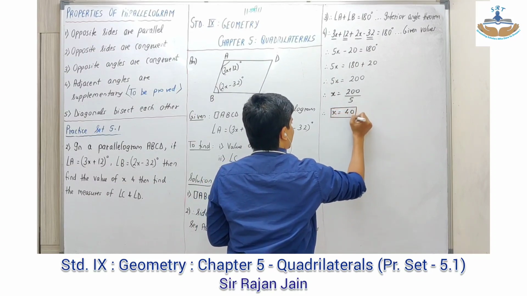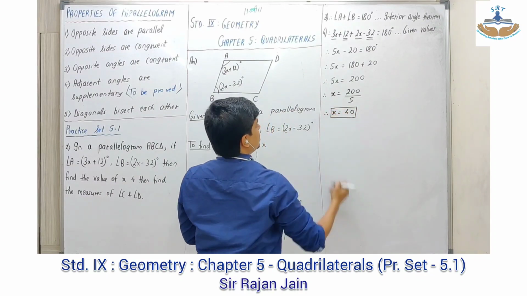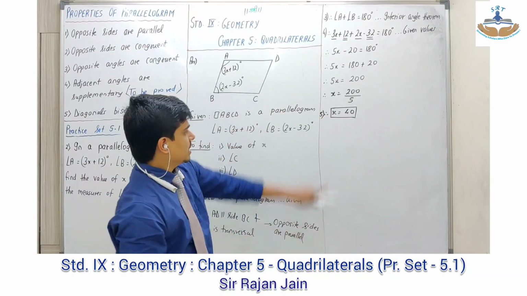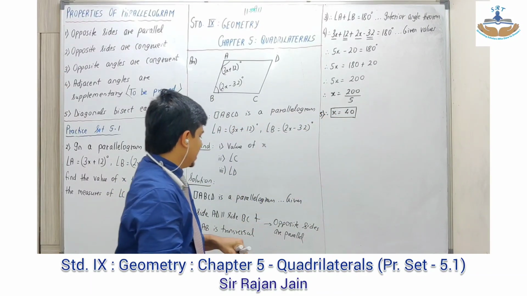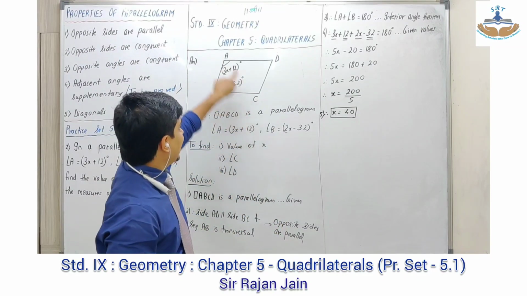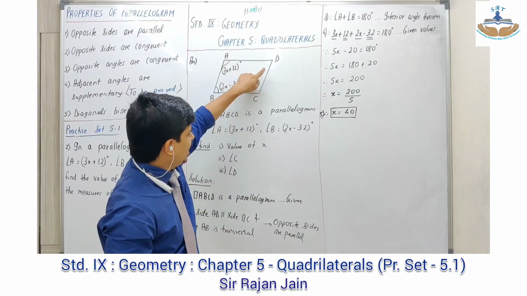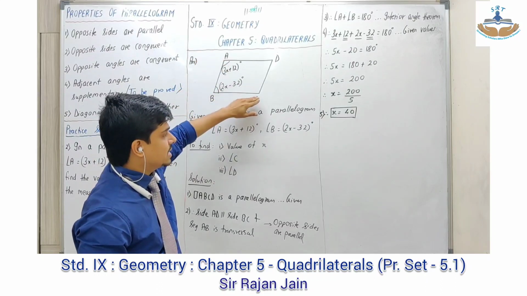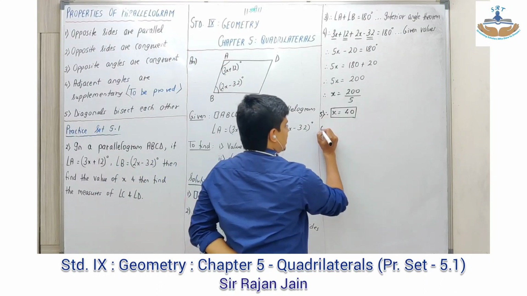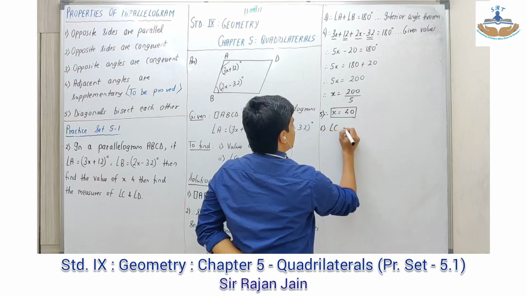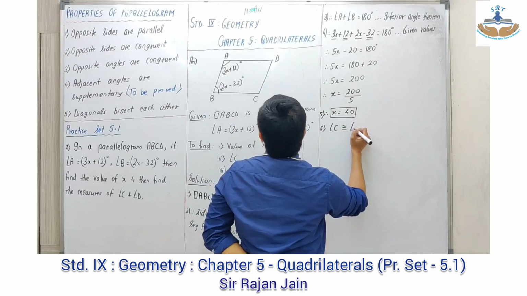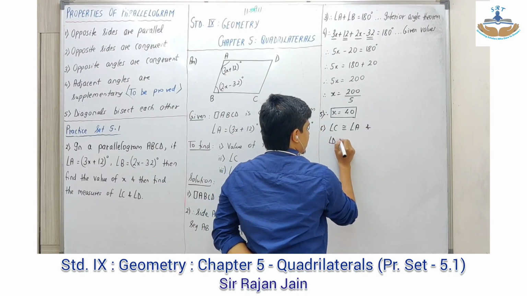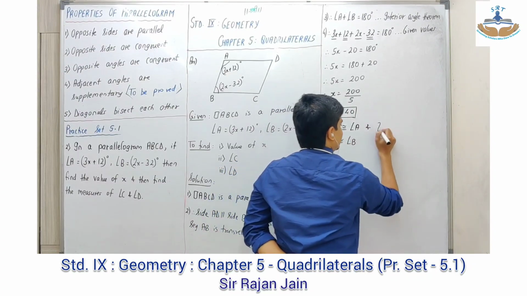So, you got the value of x. This value I will be using further. So, I give it a statement number 5. Clear? Okay. So, now you got the value of x. Now, what else they are asking for? Angle C and angle D. So, what I can do? I can get the value of angle A and then get angle C, or I can directly write over here angle C is congruent to angle A and angle D is congruent to angle B.